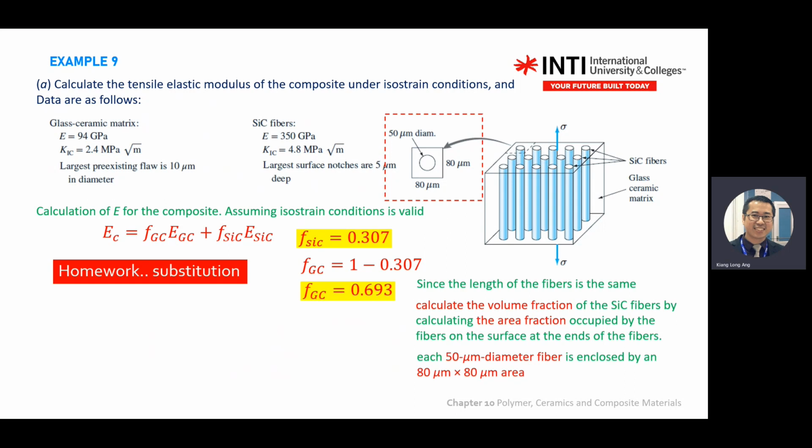So you have FGC, FCI, E is given, substitute here. Then you find the isostrain condition modulus Young for the composite. Okay, the answer will be 172 gigapascal.